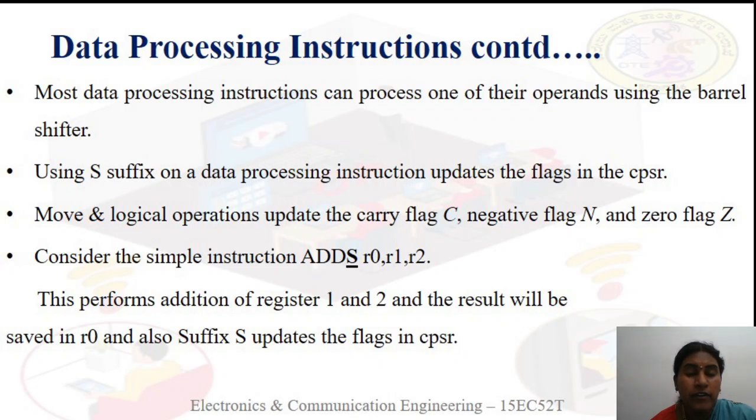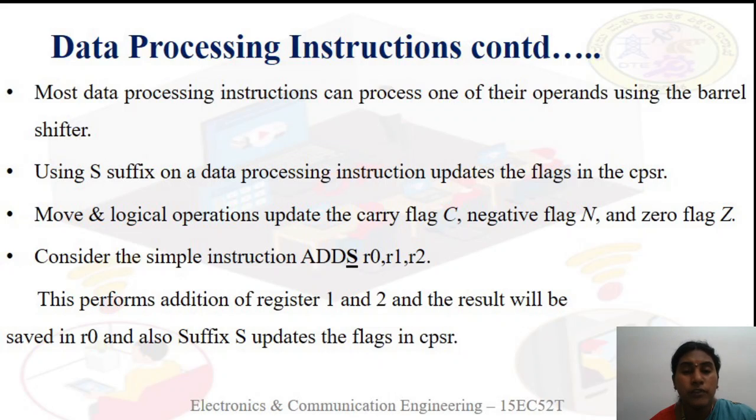That barrel shifter will perform a right shift or left shift, whatever you want, by the fixed amount that you are specifying. After that, whatever result you get from the barrel shifter will be applied to the ALU. Then that ALU will perform all the data processing instructions. Keep in mind, in a data processing instruction, one of the data will be applied directly to the ALU and another data will be applied to the barrel shifter.